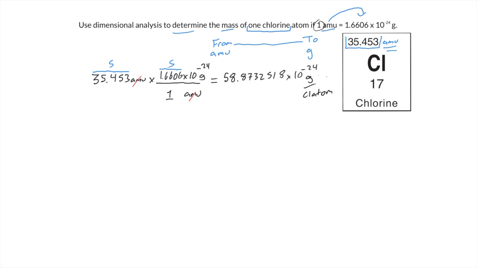Now, we really should put this in proper scientific notation. So, I'm going to take this to the left one and make this larger. And we know it should be to 5 sig figs. So, 1, 2, 3, 4, 5. That's going to stay the same. 5.8873 times 10 to the negative 23 grams per chlorine atom is our final answer.